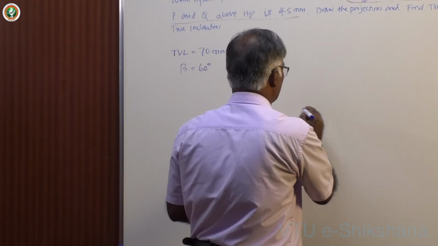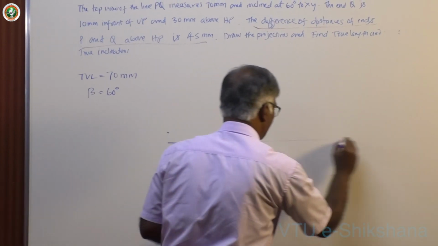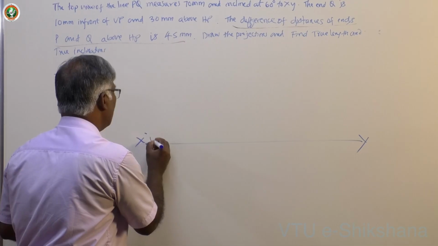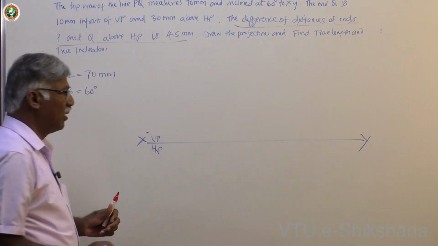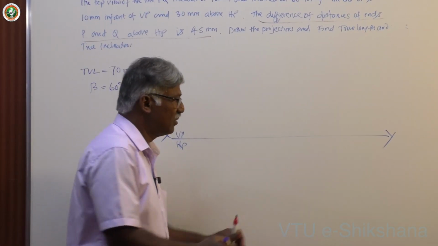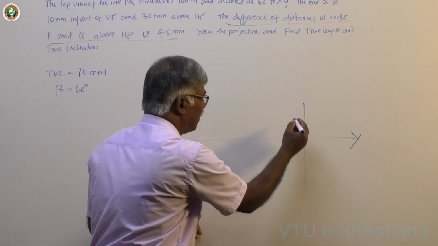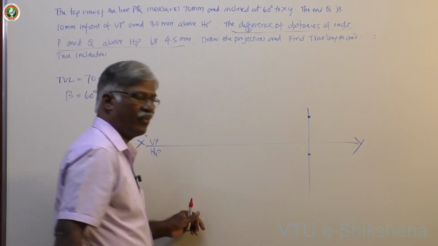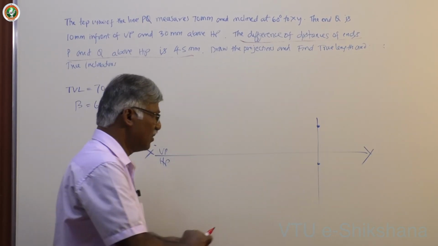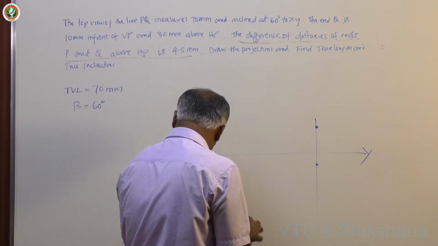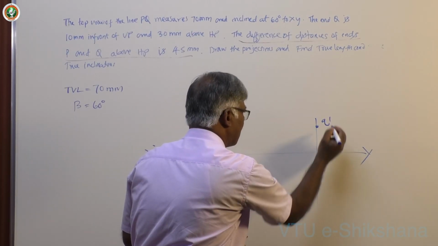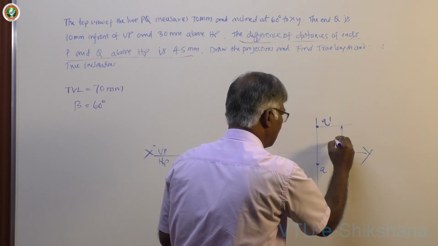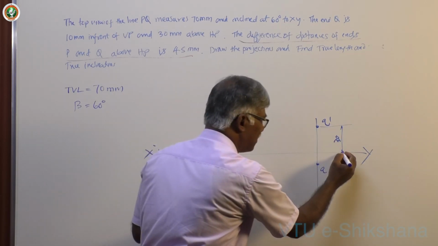So this is XY as usual. This is VP, HP. Now end Q we have to fix. Okay. 30 mm above HP and 10 mm in front of VP. This is Q dash. This is Q. The distance is 30 and here this distance is 10.